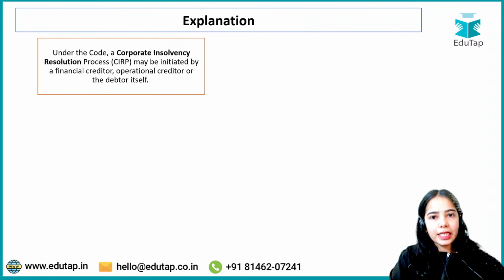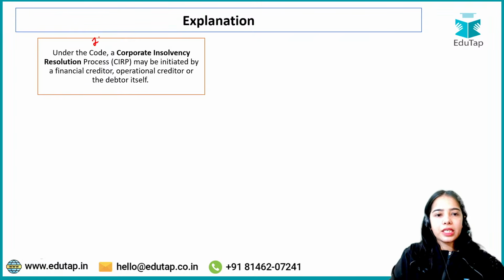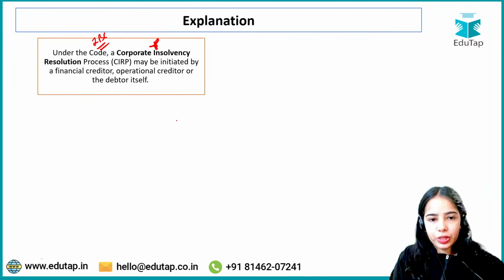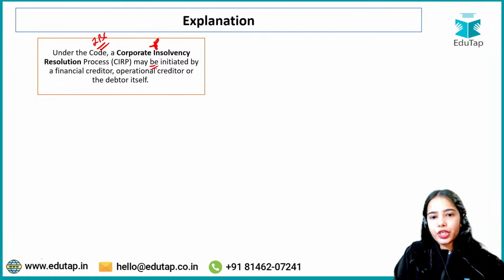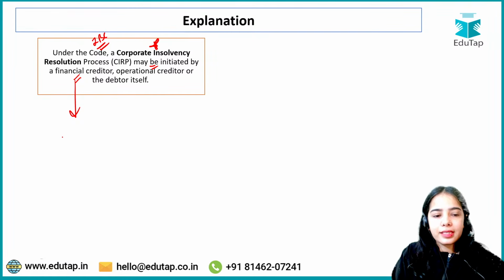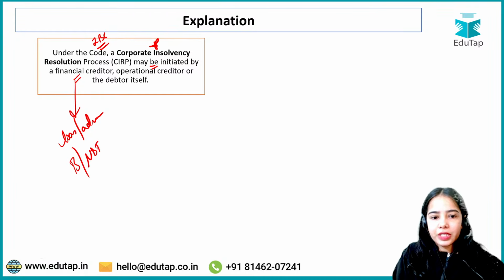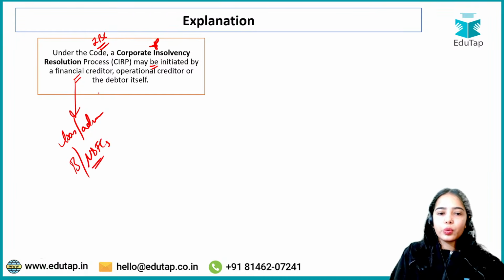Now first let's see the explanation. So under the IBC, under the Insolvency and Bankruptcy Code, a corporate insolvency resolution process may be initiated by a financial creditor. Financial creditors are those creditors that have given the loans, that have given the advances, right? It can be a bank, it can be NBFCs that have given the loans, that have given the advances.